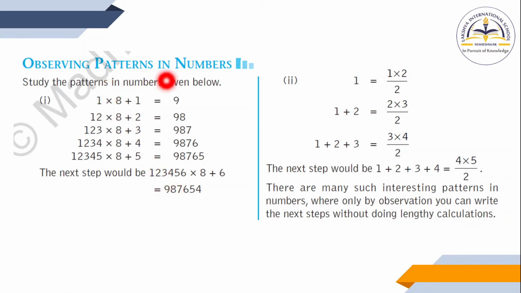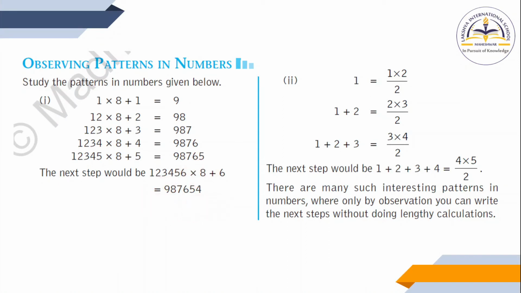Now, observing patterns in numbers. See here, you can see 1 into 8 plus 1 equals 9. Second is 12 into 8 plus 2 equals 98. Now here you can see 1, 1 2, 1 2 3, 1 2 3 4, 1 2 3 4 5. Next will be 1 2 3 4 5 6. It is the same 8. Here you can see 9 9, 9 8, 9 8 7, 9 8 7 6, 9 8 7 6 5. So here will be 9 8 7 6 4.